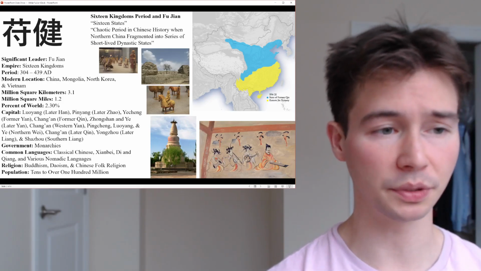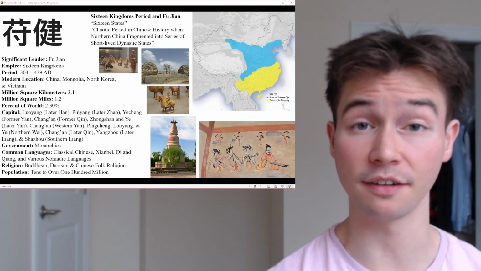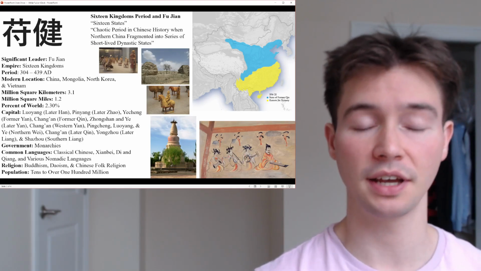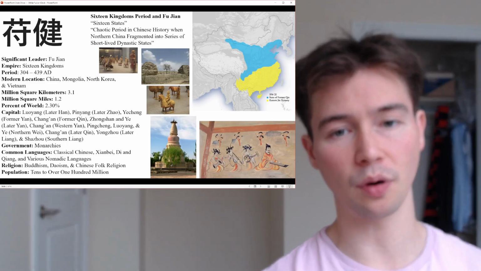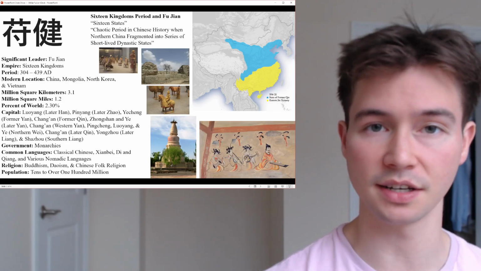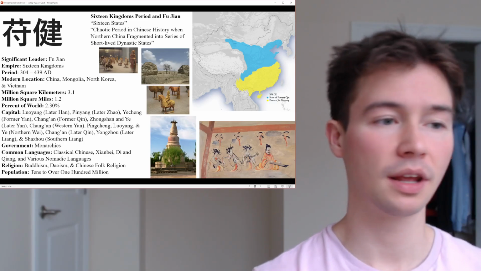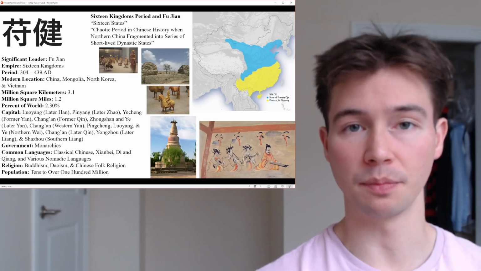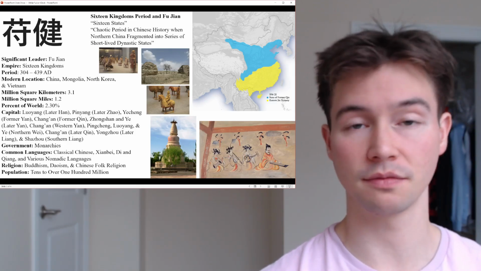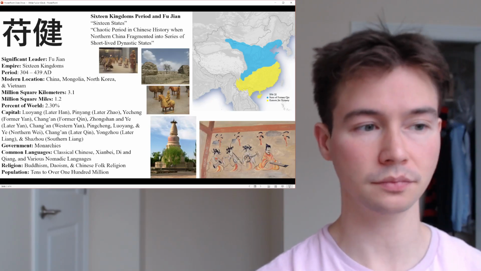Million square kilometers, we could guess 3.1. So that was this figure. It's really hard to find a figure of what region the full 16 kingdoms covered, and it's probably even larger. The 3.1 figure is what I got from the Eastern and Western Qin dynasty combined, which is 1.2 percent of the world, or 2.3%. And once again, the fact that it was fragmented shows that it was a difficult region to conquer.